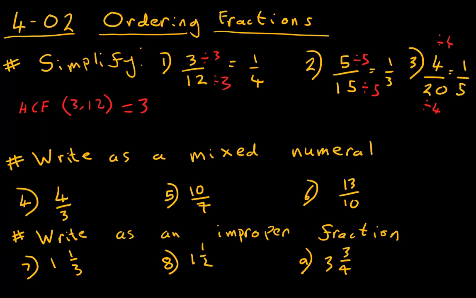Okay, now we need to write each of these as a mixed numeral. Now, this is referred to as a mixed numeral. So we simply find out how many 3's are in 4, which is 1. There's 1 left over, and the fraction is still over 3.